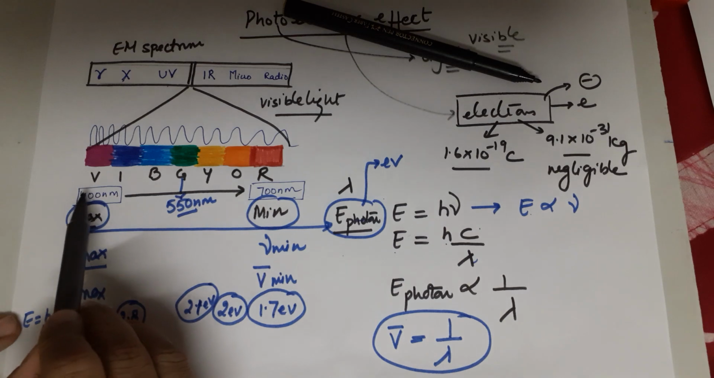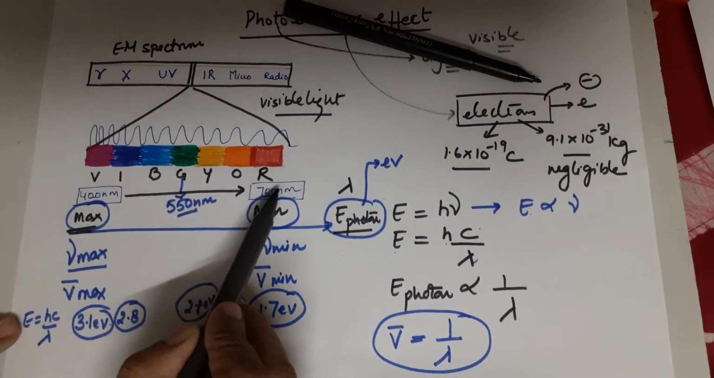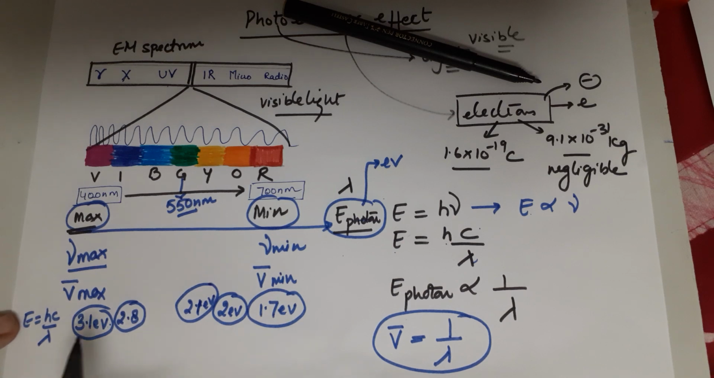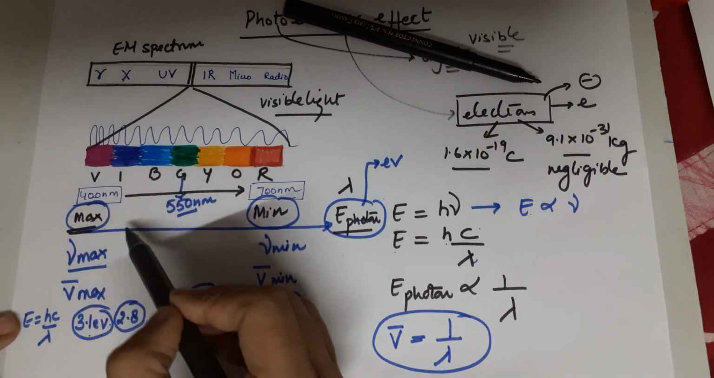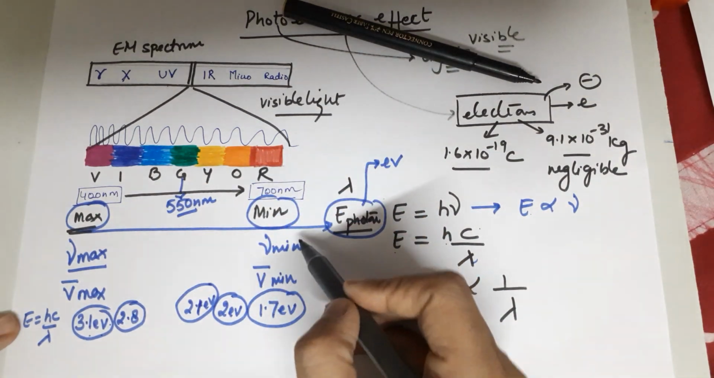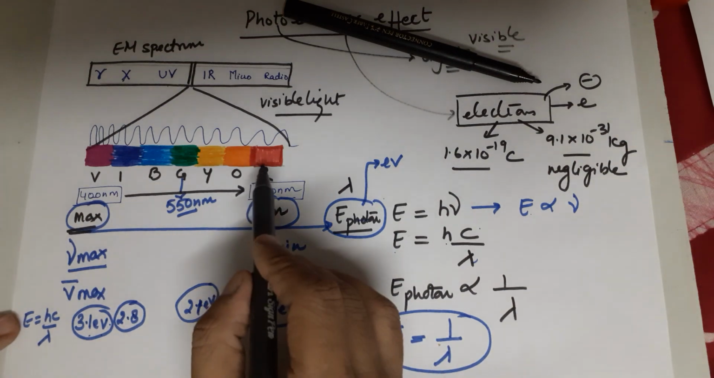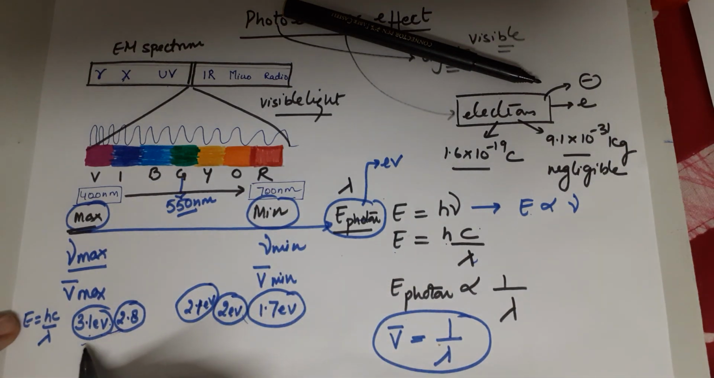So as the wavelength increases, energy should decrease, and it is decreasing. The energy is maximum here, 3.1 eV, and the energy of each photon is minimum here, 1.7 eV, which means if violet light hits, its energy is this much. If red light hits, the energy is this much. The energy of red radiation is lower while the energy of violet radiation is higher.